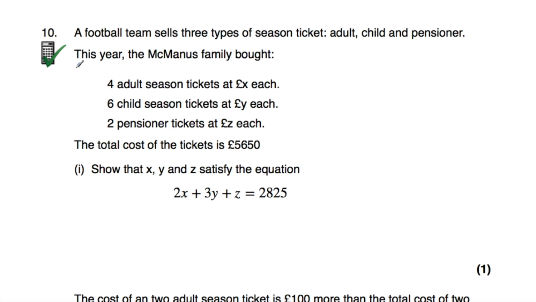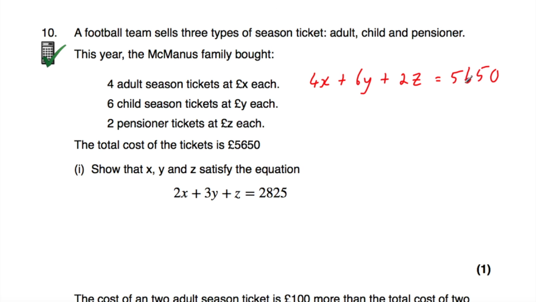Okay, so let's form an equation with the information we've been told. They bought 4 adult season tickets at £x each. So to work out the total cost of those 4 season tickets, we would do 4 times x, so 4x. And then we've got 6 child season tickets at £y each. If we do 6 times y, that'll be the cost of the child season tickets. If we add that to the 4x, that'll be the cost of the adult and the child season tickets. And then finally, there's 2 pensioner season tickets at £z each. So we're going to do plus 2z. That would be the total cost of the season tickets for the McManus family, and that's equal to £5,650.